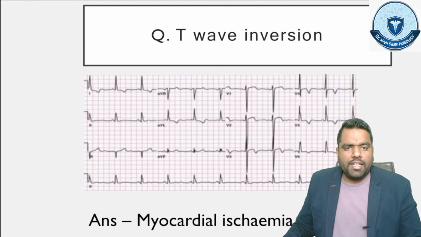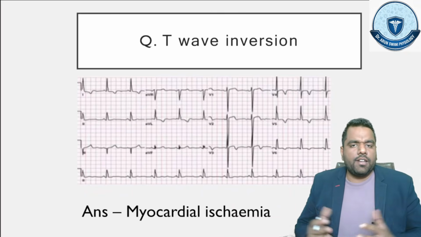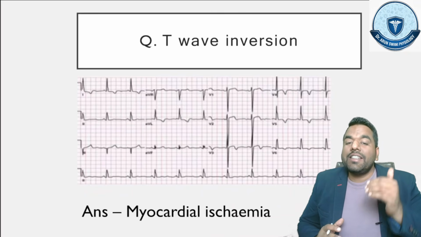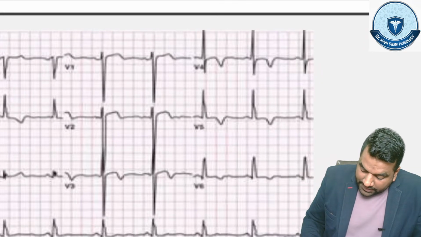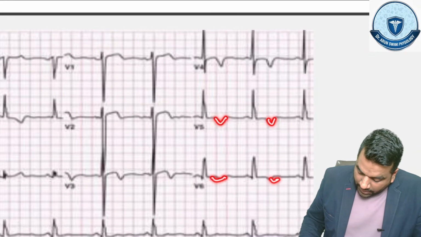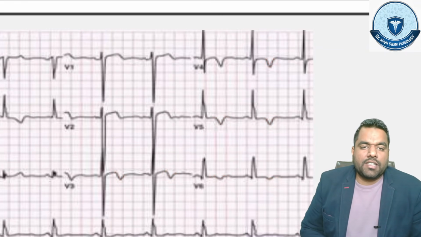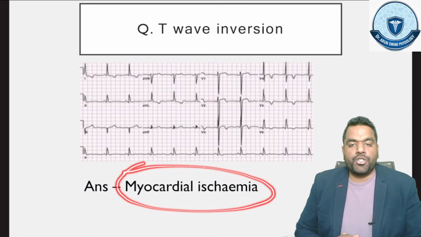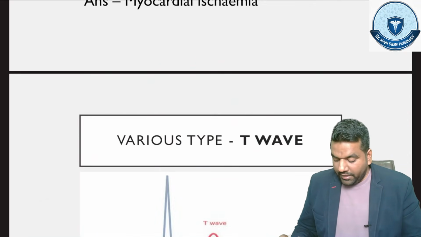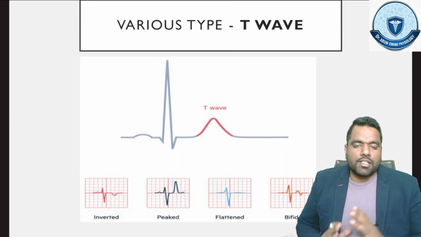Now the T wave inversion. As we already discussed, T wave inversion is due to myocardial ischemia. So guys, here you can see this T wave is going towards the downside. Everywhere the T wave is going towards the downside, guys. This is what we call T wave inversion, and it corresponds to myocardial ischemia, right? So you should know the various types of T wave to answer such questions, guys.